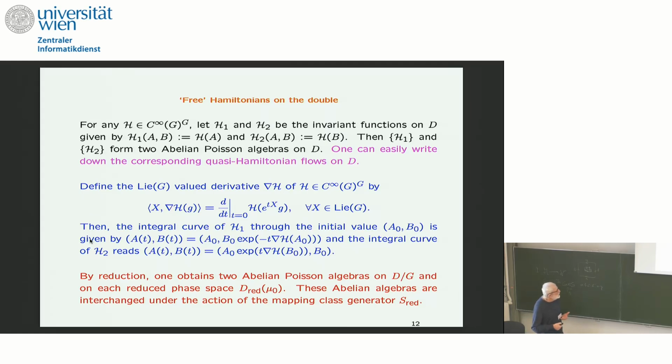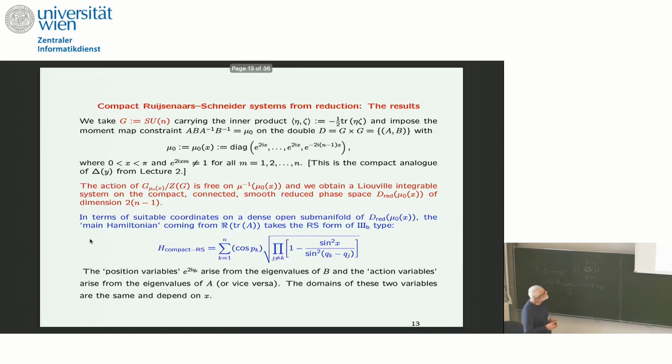Okay, and so on this Poisson space we obtain two, but this is not a smooth manifold, we obtain this Abelian Poisson algebra, also with a fixed moment value, we obtain such a thing on the reduced phase space. And they are interchanged by the action of this generator of the mapping class group. A and B are interchanged. Now, this was a general review, which I did slowly, but it's okay.